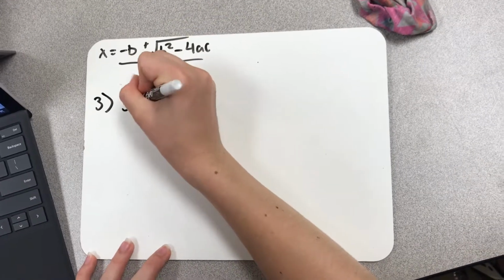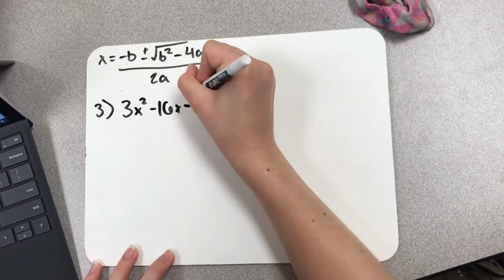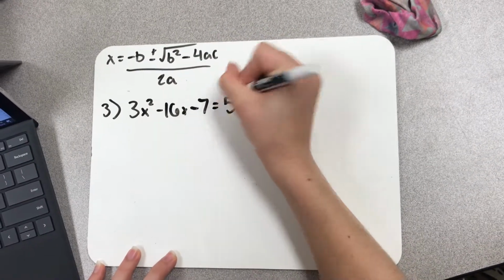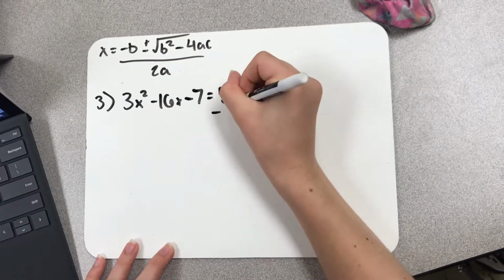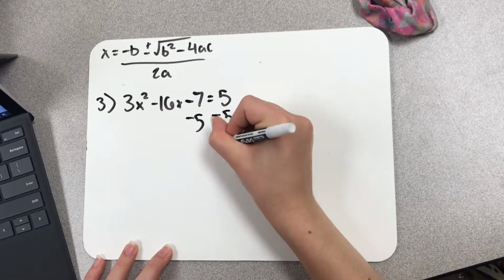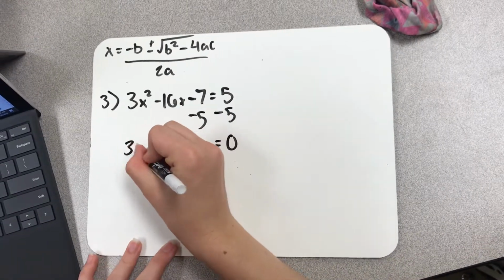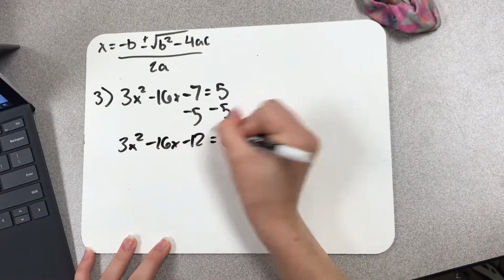Problem 3 is 3x squared minus 16x minus 7 equals 5. The first step is we have to get rid of this 5 over here. Minus 5 on each side gets rid of the positive 5 and makes it 0. Then it's 3x squared minus 16x minus 12.